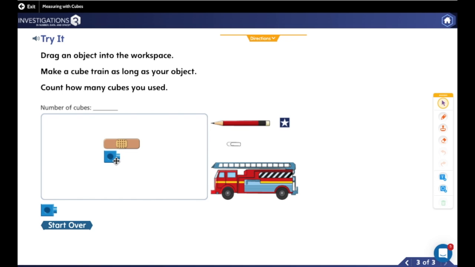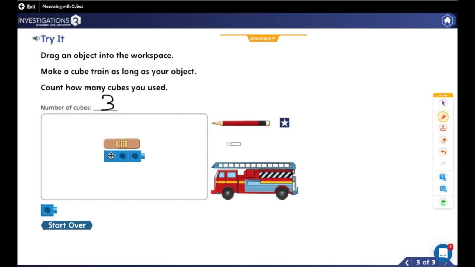And remember, when we measure, we go from one end to the other. We don't leave any spaces. So usually, if we had cubes, they would link together. So we wouldn't see this top part. We want to make sure they link together. And then you write your answer. So Ms. Holzart just measured the band-aid, and it is 3 cubes. Then I would press the check mark.